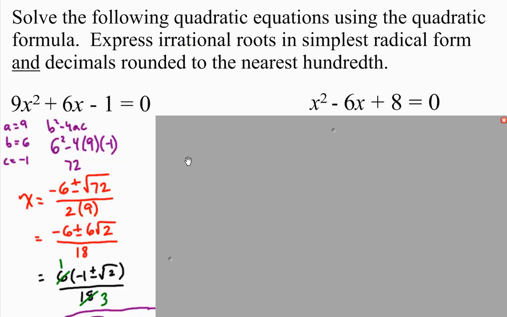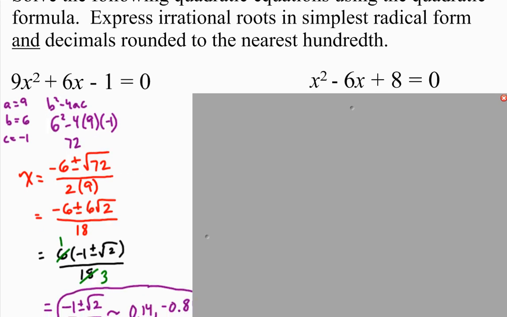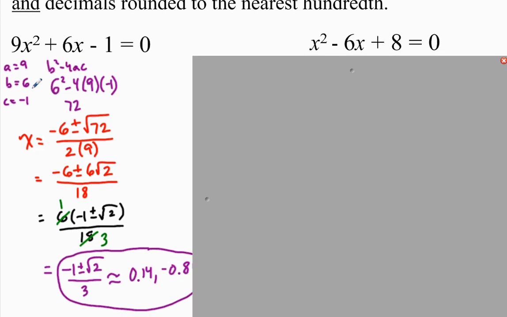Okay, so hopefully for this one on the left side, you've worked it out. We've identified what the A, B, and C are, figured out the discriminant. We're always going to do that first because it makes the quadratic formula just so much simpler, right? 72 is the discriminant. Okay, so I've got negative 6 plus or minus the square root of 72, which is 6 square root of 2 when I break down that 72 into 36 and 2, all over an 18.